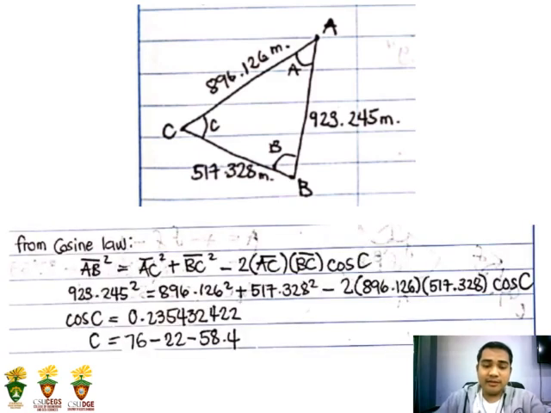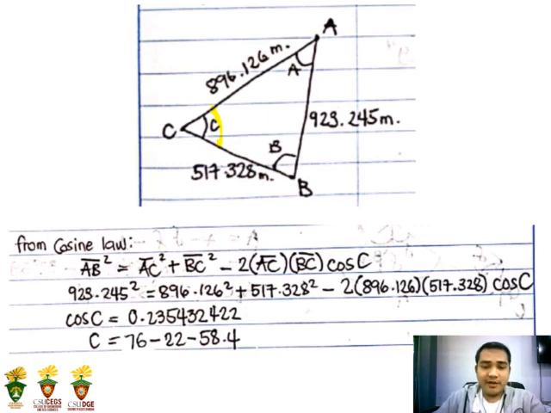First, we need to determine the interior angles A, B, and C. Since we are given the three distances, we can now directly get the values of the interior angles A, B, and C. First we get angle C. To do that, we need the formula for the cosine law. Instead of c squared equals a squared plus b squared minus 2ab cosine C, we substitute the corresponding lengths.